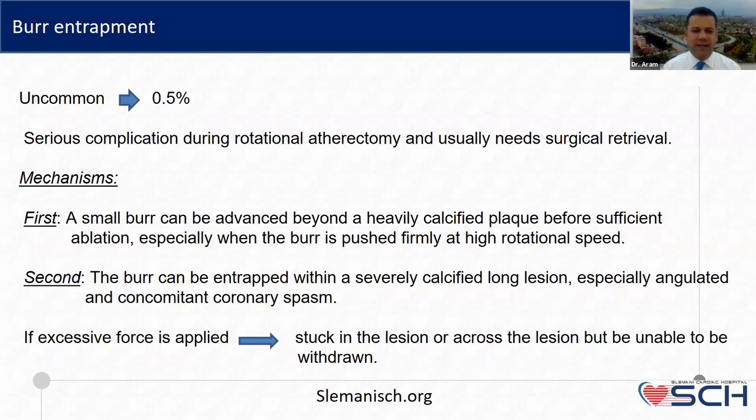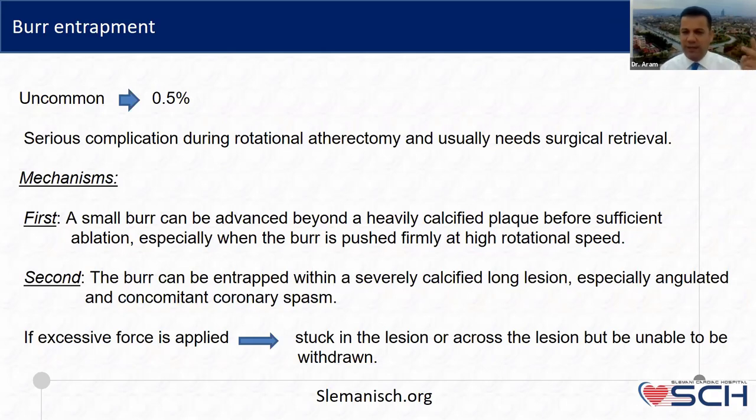Another mechanism is that the burr can be entrapped in a severely calcified long lesion, especially angulated, with concomitant coronary spasm. Coronary spasm is found to be some element, but when you have an angulated area, especially if the lesion is very long, this is one of the factors that makes the incidence of burr entrapment larger. If excessive force is applied, the burr will be stuck in the lesion or across the lesion, but unable to be withdrawn. This is the way it happens.